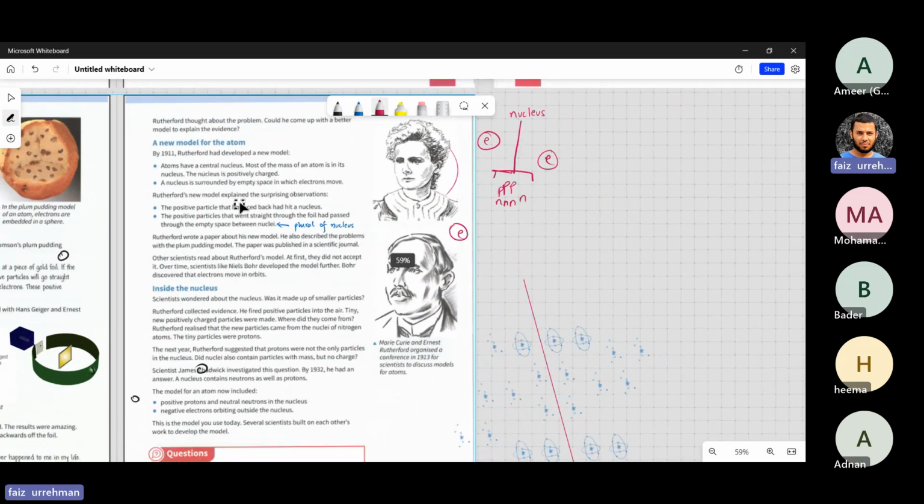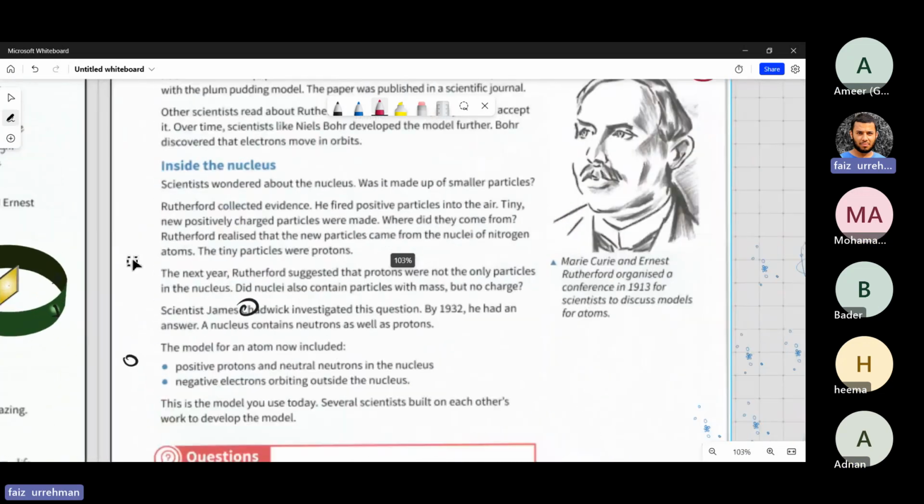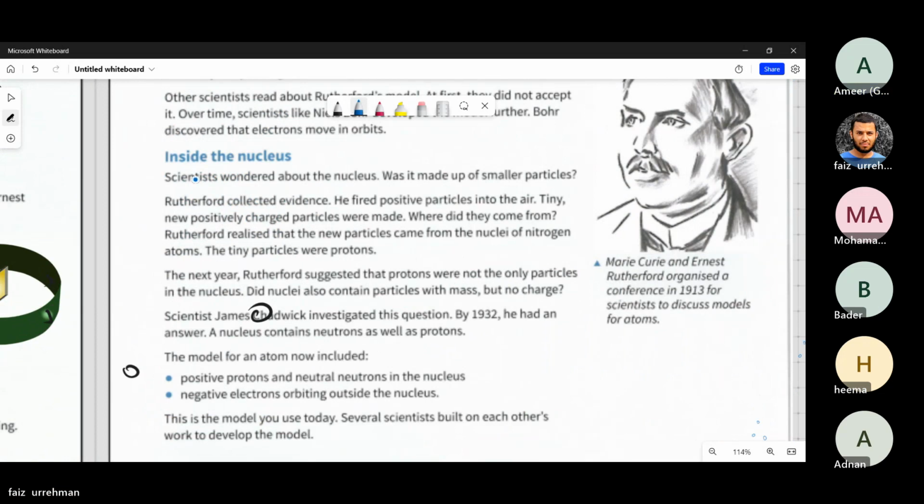Okay. Now what is happening inside the nucleus? Scientists wondered about the nucleus. Was it made of smaller particles? Rutherford collected evidence. He fired positive particles into the air. Rutherford realized that the particle came from the nuclei of nitrogen atoms.